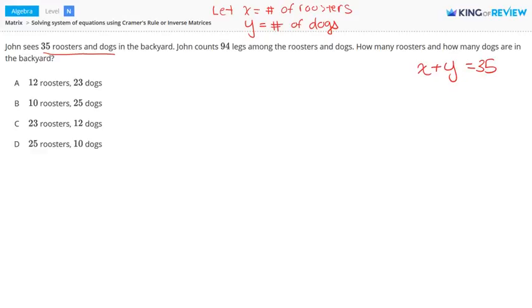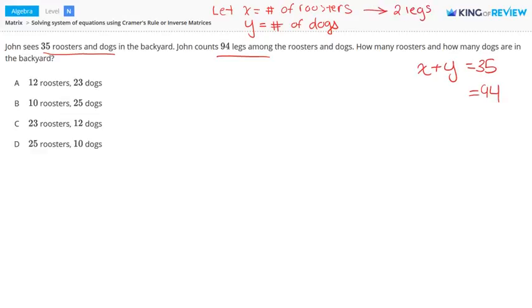And now let's look at the other piece of information we're given. John counts 94 legs total among the roosters and dogs. So there's a total of 94 legs in the backyard. So let's think about a rooster. How many legs do roosters have? Well, they have 2 legs each.